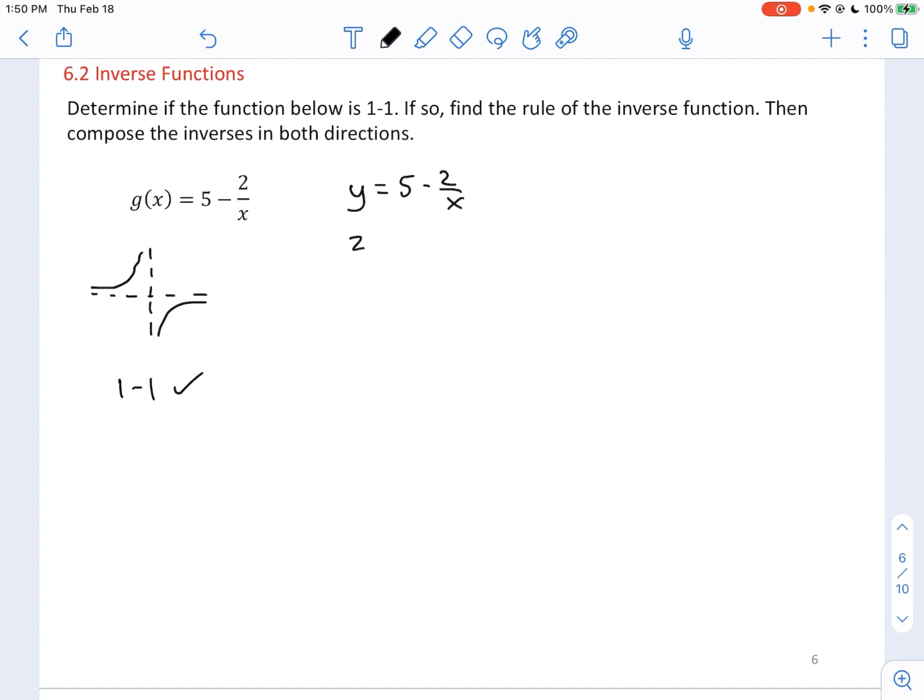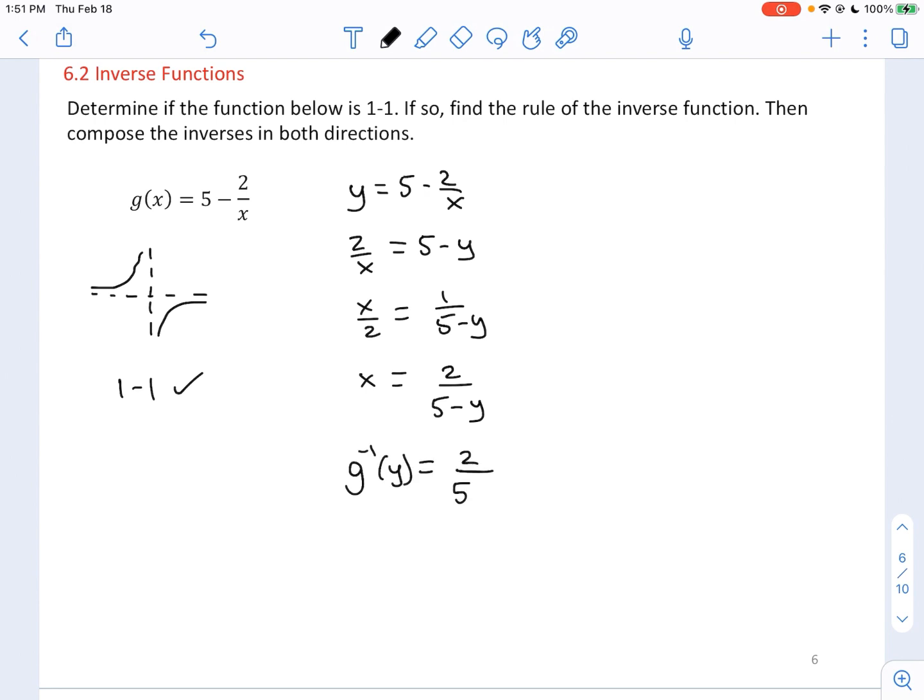So I'm going to add the 2 over x to the left side and subtract the y from the other side. I'm going to invert both sides, so x halves is equal to 1 over 5 minus y, and then I'm going to double. So x is equal to 2 over 5 minus y, and that is my inverse function. G inverse of y is equal to 2 over 5 minus y.